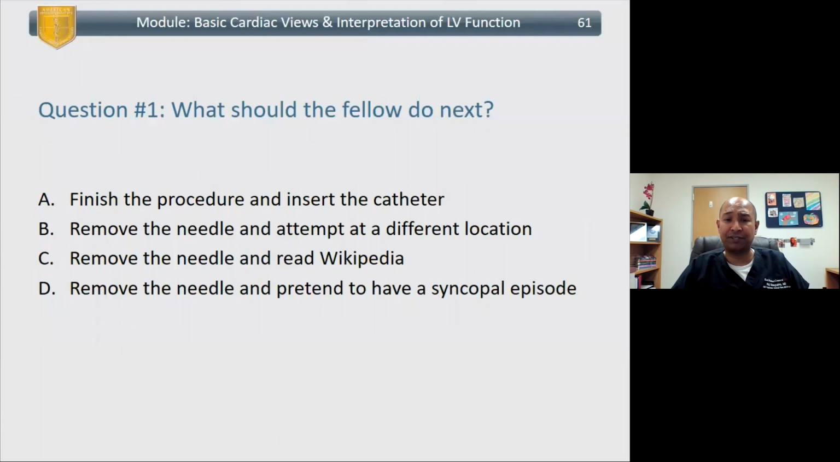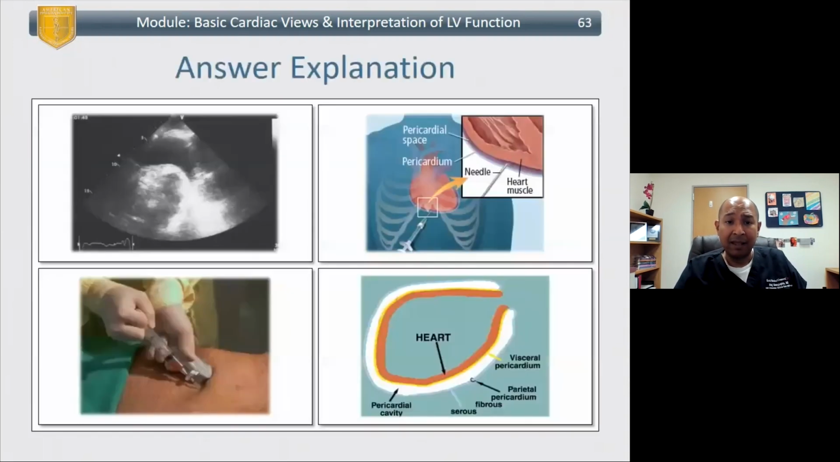Should the fellow finish the procedure and insert the catheter? Remove the needle and attempt a different location? Remove the needle and quickly refer to Wikipedia? I'm going to tell everyone that is the wrong answer. Remove the needle and pretend to have a syncopal event? No, I wouldn't do that either. The right answer is going to be what? I know it sounds weird, but you've got to finish the procedure. Insert that catheter because you want to try to tamponade that bleed.